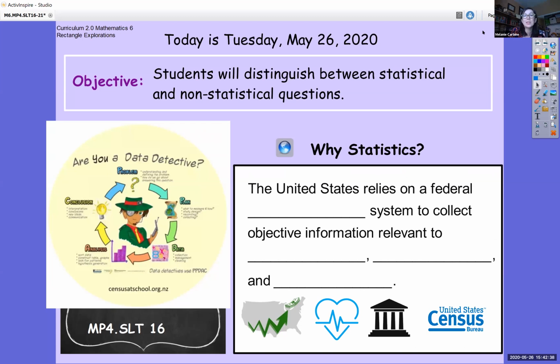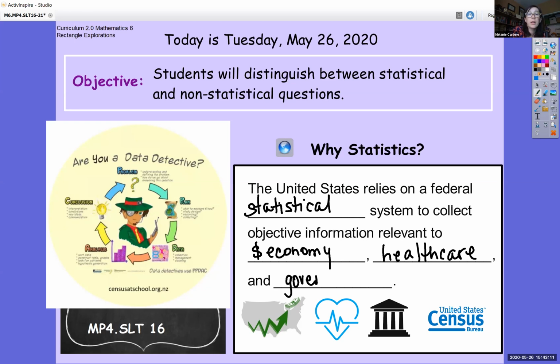So the United States is on a federal statistical system to collect objective information relevant to, this is a bunch of money, which is economy. The heart with the heart monitor is referring to our healthcare system. And this symbol here is to represent the government. So actually, more now than ever, we're seeing a lot of statistical information in the news because our government is having to make a lot of decisions and policies related to our public health care system and our economy. And those statistics help us make some really big decisions that they've had to make recently about closing school, reopening stuff like that, right?